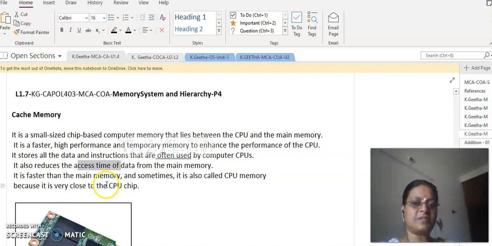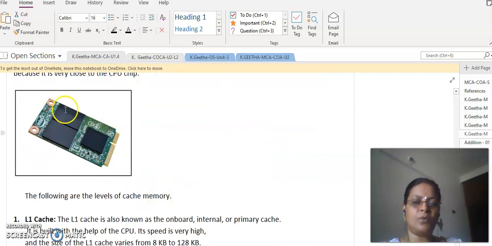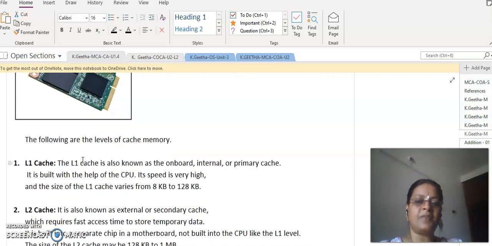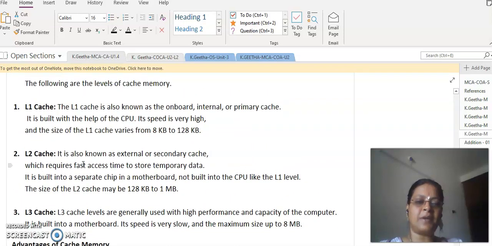And of course it is faster compared to the other CPU memories, and it is also very close to the CPU. So this memory will be available like a chip as shown here. It can be present in the CPU chip itself, then it is referred to as on chip cache, or it can be available as separate chips, then it is called off chip cache. And there are different levels that can be offered in the cache memory. We usually refer to them as L1 cache, L2 cache, L3 cache. So the cache memory can be identified in three levels.